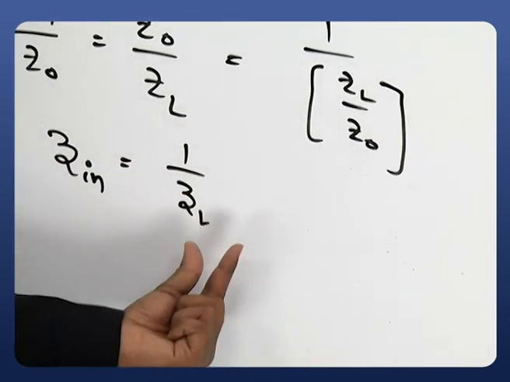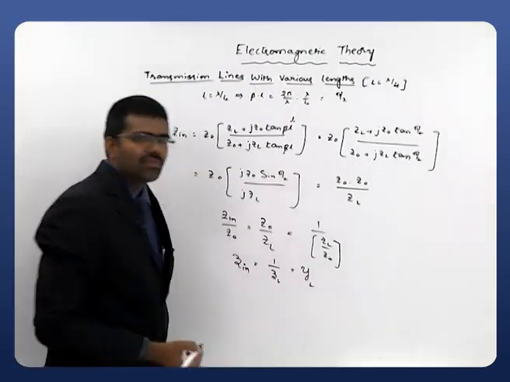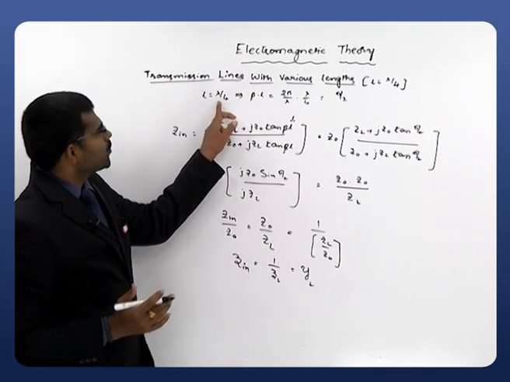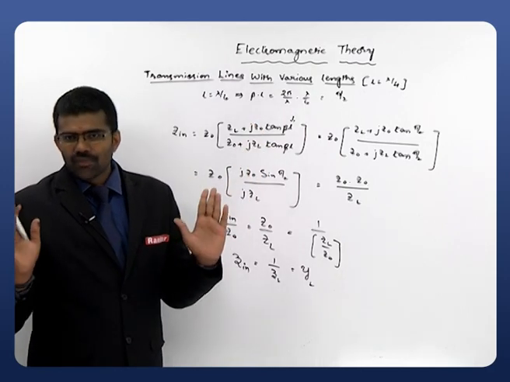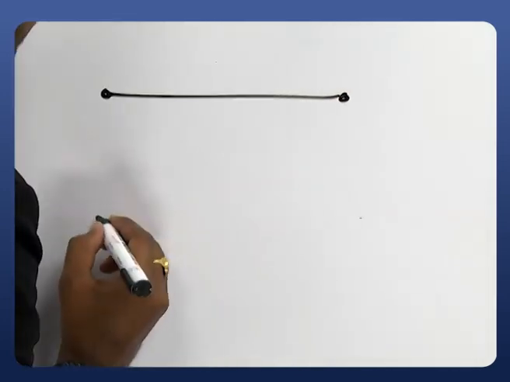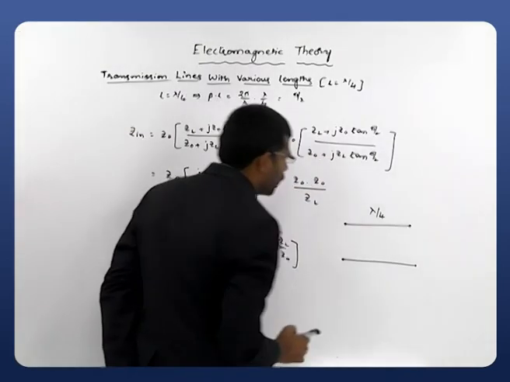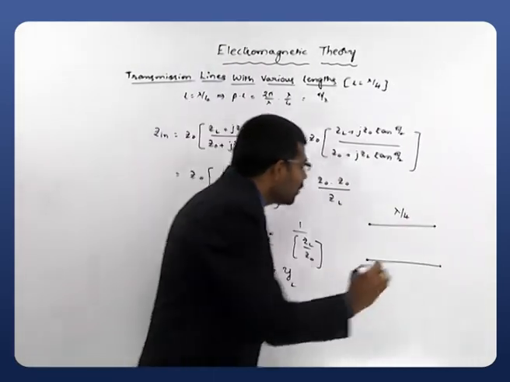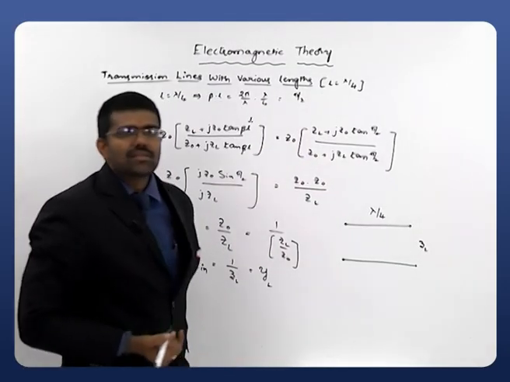So what is 1 by impedance? Admittance, which is nothing but simply YL. Just imagine what we are doing here. We are considering a transmission line with lambda by 4 length. I am not talking anything about the load, right? Just a transmission line with length lambda by 4 was taken. The length of the transmission line is lambda by 4. I am connecting a general load here, and the normalized load impedance is zL.